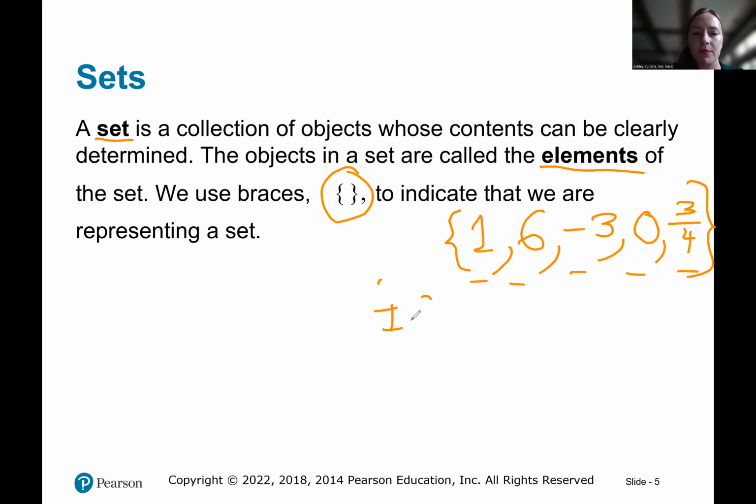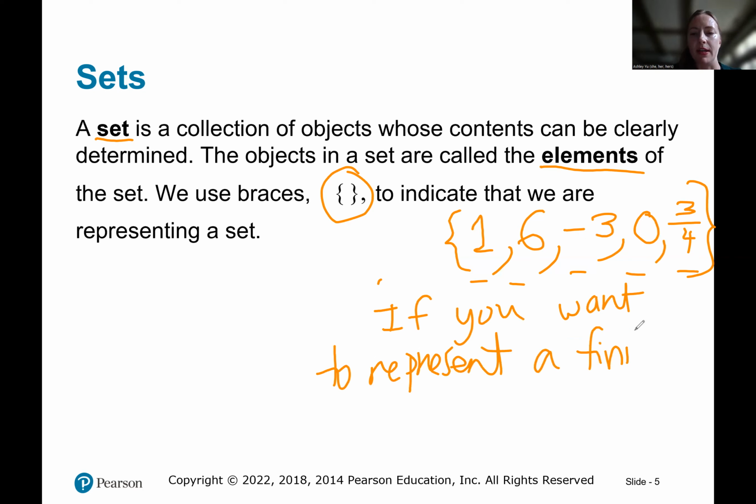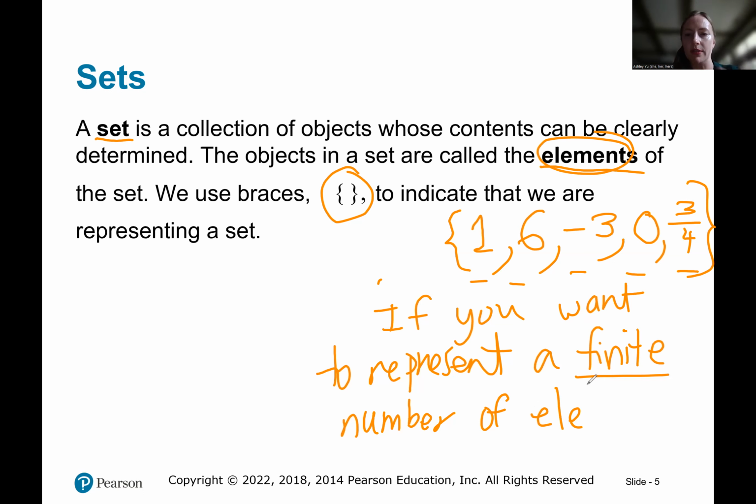This is if you want to represent a finite number of elements, as they call them. The elements in this set are 1, 6, -3, 0, 3/4. And we'll see later in this class if you want to represent not a finite number. Finite is the opposite of infinite. What if you want to represent an infinite number of elements? Then that'll be something else. But if you have a finite number of things you want to represent, that's what we'll use, these braces or set notation.